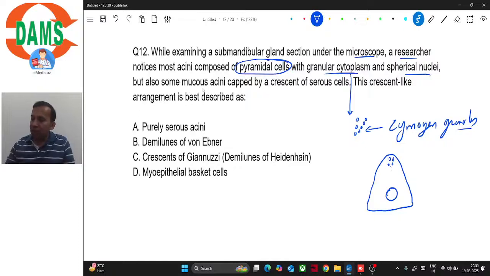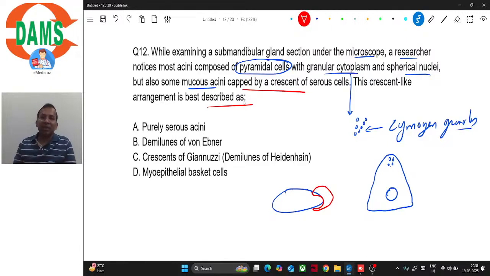but also some mucous acini capped. So there are also mucous acini, and these mucous acini are capped by a crescent of serous cells. This crescent-like arrangement is best described as what? So what is the correct answer?